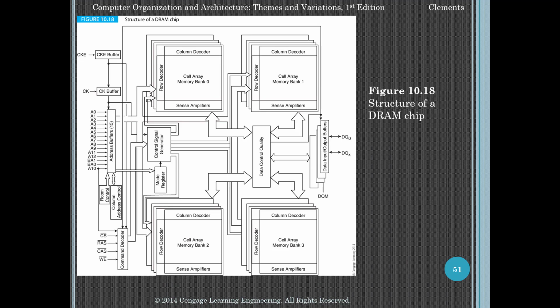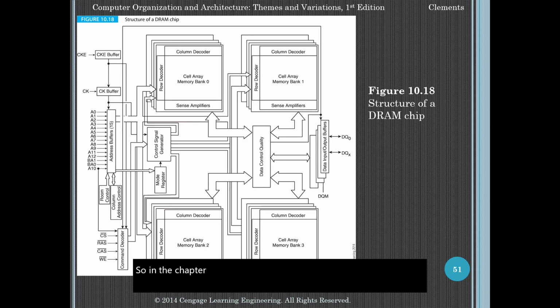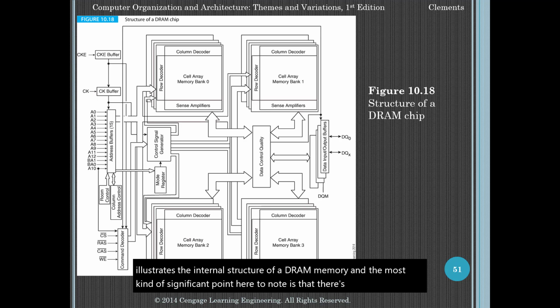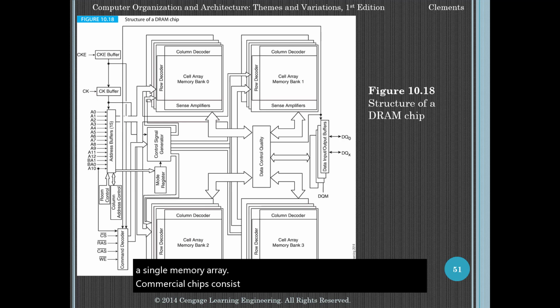So in the chapter, they have what I think is a pretty great figure that illustrates the internal structure of a DRAM memory. And the most significant point to note here is that there's not just a single memory array. Commercial chips typically consist of 4 memory banks or arrays that we can see here. We've got these address buffers, right? We've got a command decoder. We've got some various controllers. We've got a mode register. We've got these banks. And we can watch all these arrows as things move in and out.